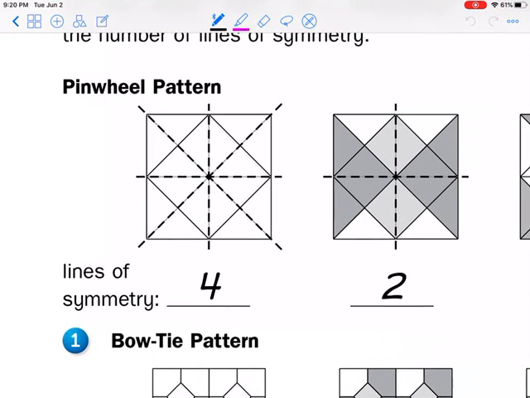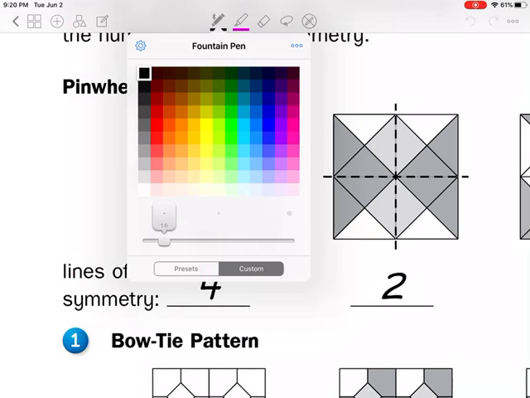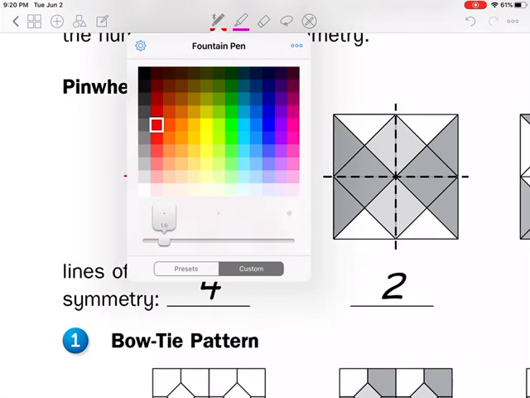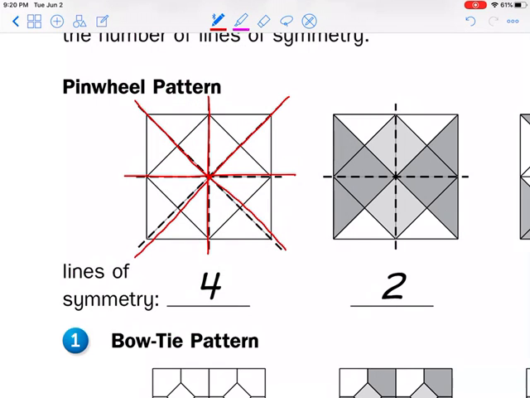So for this first shape, it had 4 lines of symmetry. It had one vertically, horizontally, and diagonally. Now you'll notice this shape doesn't have any color on it. That means all of it is white. Now, your lines of symmetry will be different depending on what color or pattern your quilt square is in.